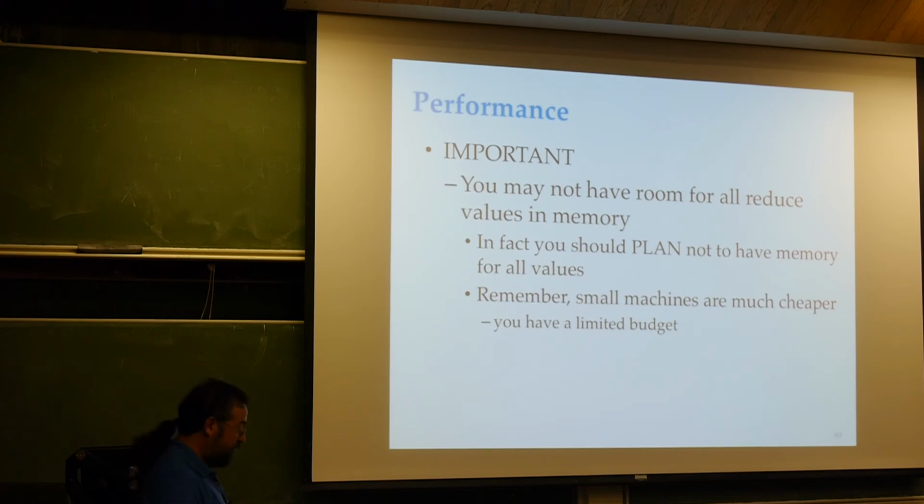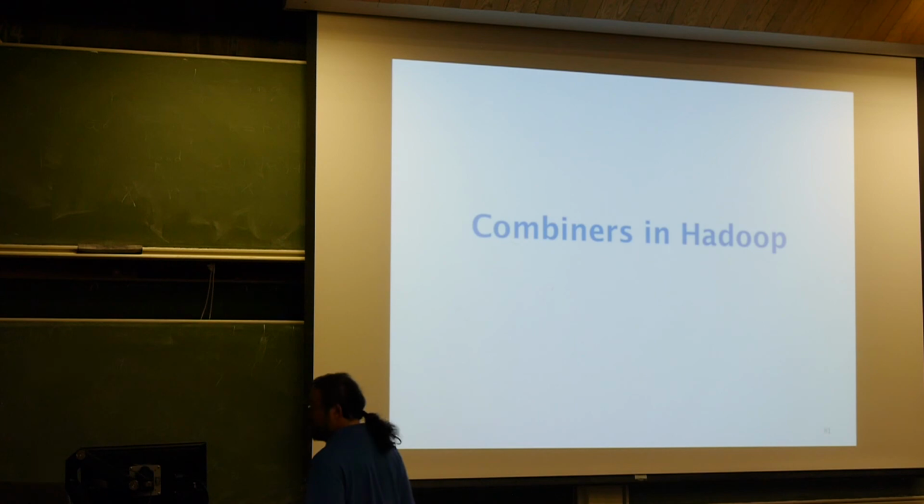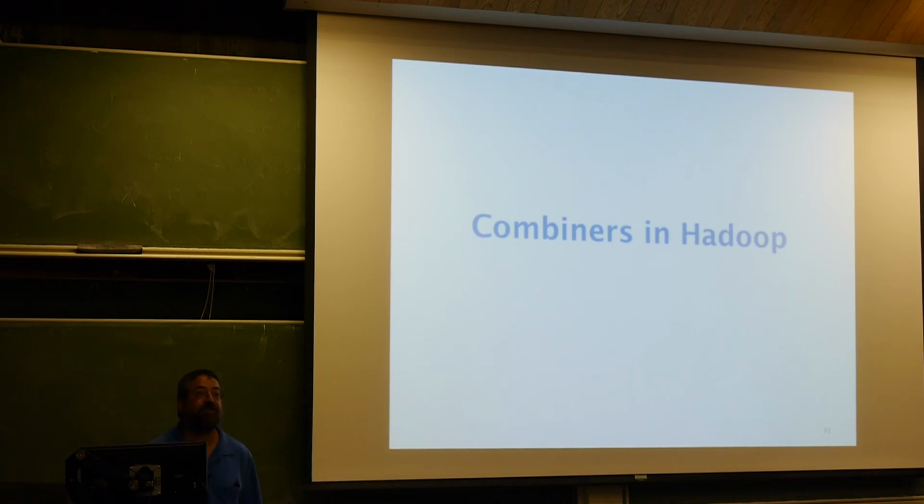Unless you know for sure that there's some a priori bound on how big the reduced values are going to be, that's usually a bad idea. Okay. Questions?